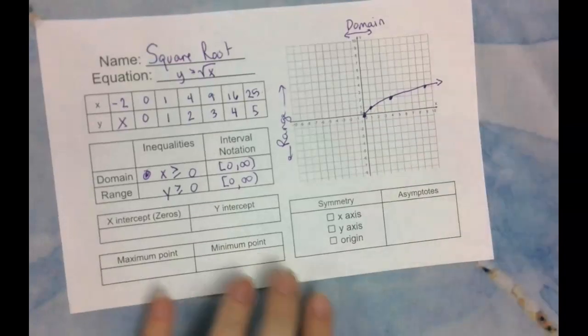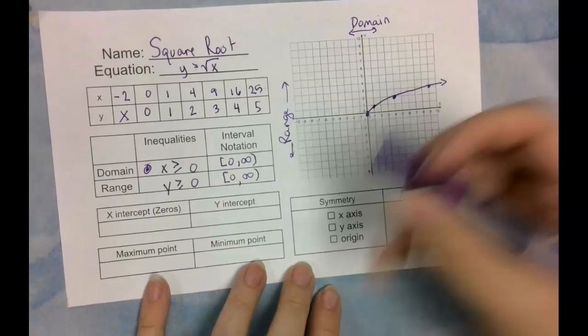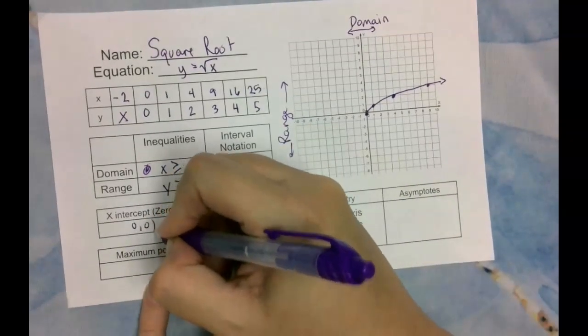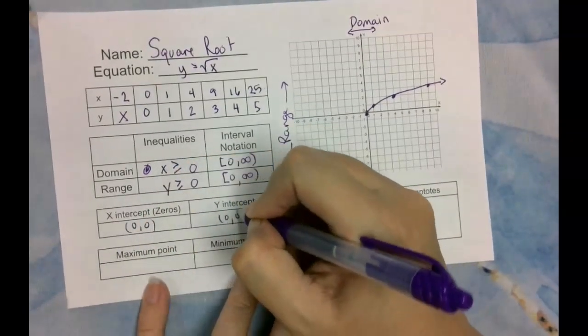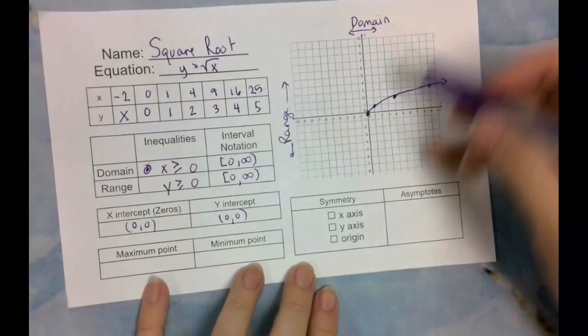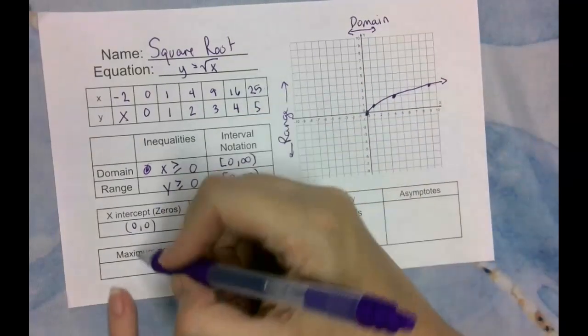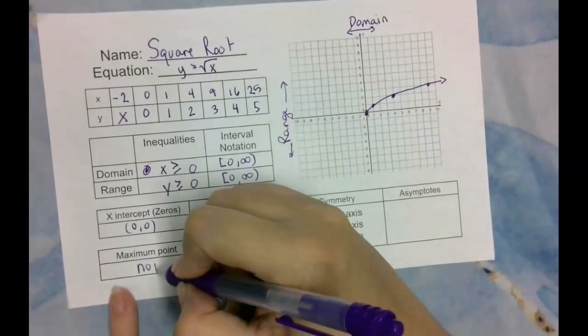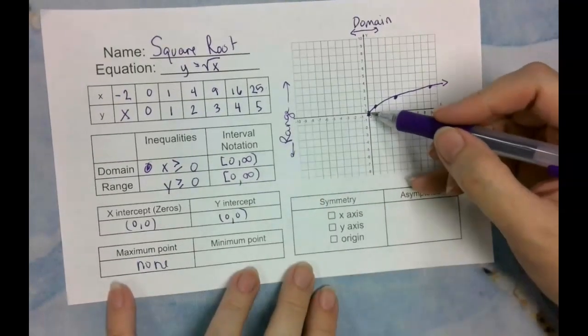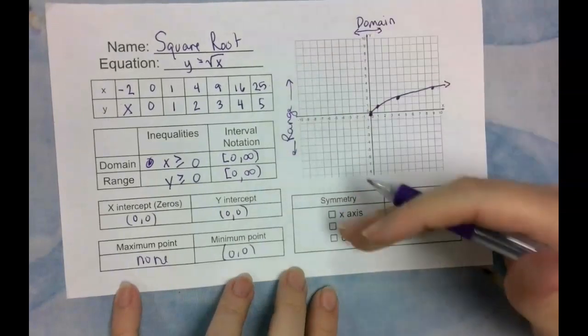My x and y intercepts, it crosses the x and y axis at 0, 0. Is there a maximum point? No, because this keeps going up. It's going up slowly, but it's still going to keep going up and up forever. So there's no maximum point, but there is a minimum point, and it's right here at 0, 0. That's the lowest point on the graph this way.